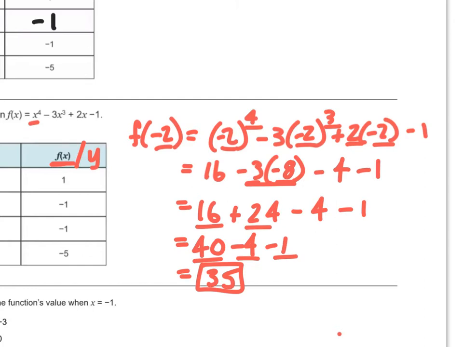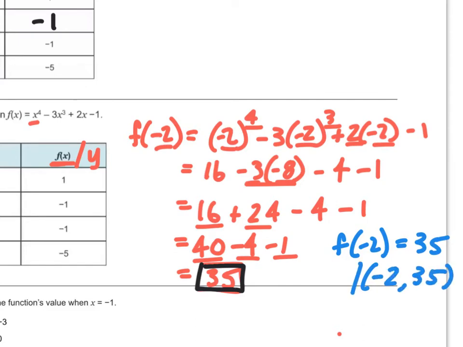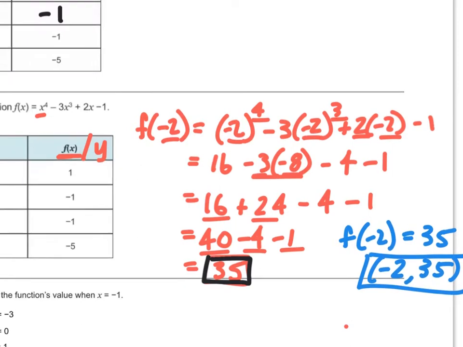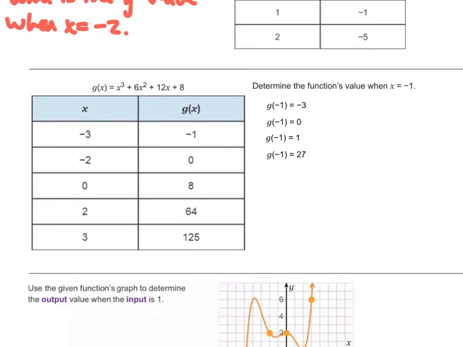That's the answer we're looking for: 35. But we also want to make sure that we write out that f of -2 is equal to 35. And remember what this means. This is just the point on the graph, the point -2 comma 35. So the x value is -2, the y value is 35. Let's take a look at the next one.